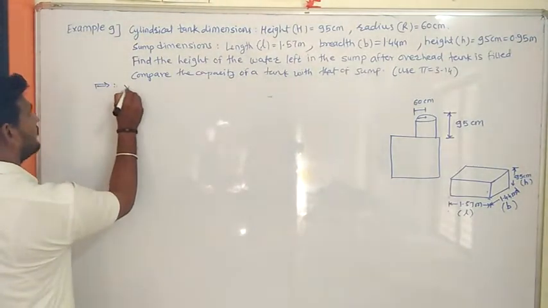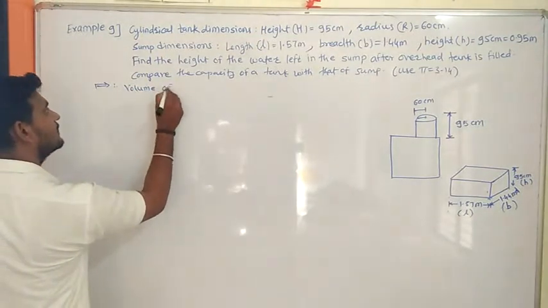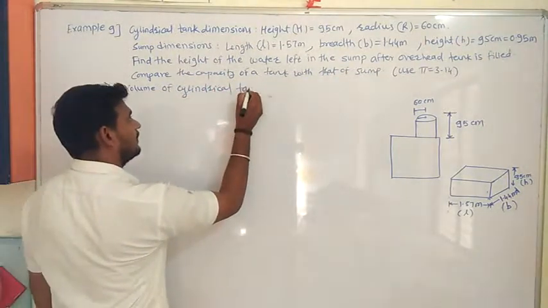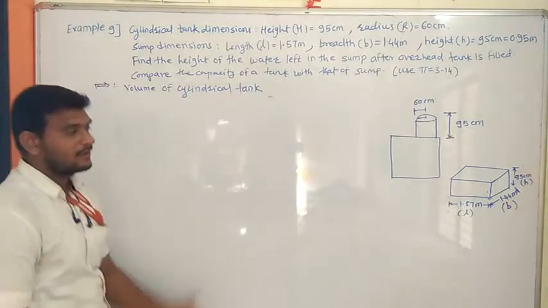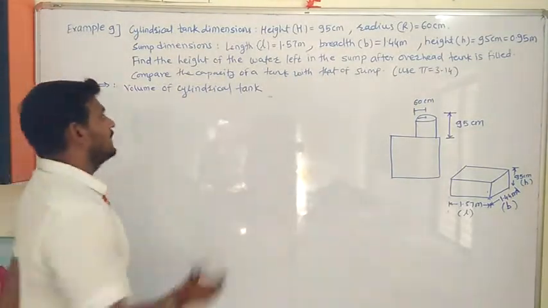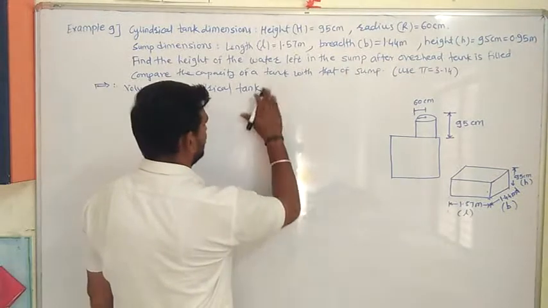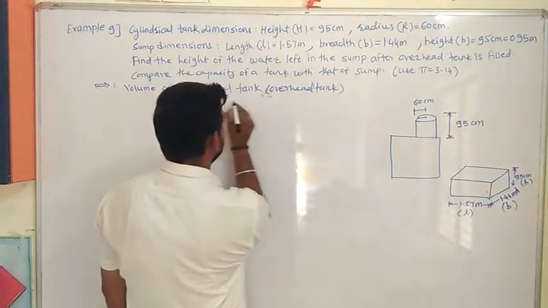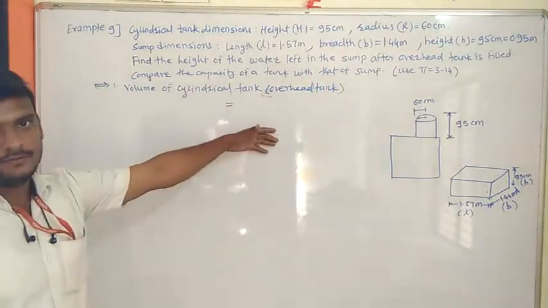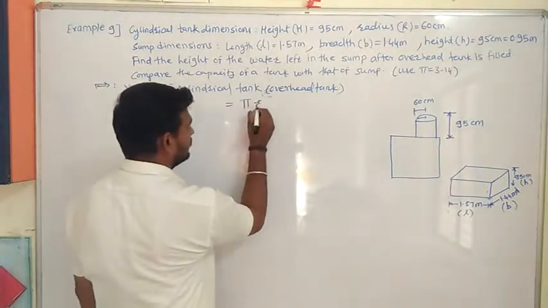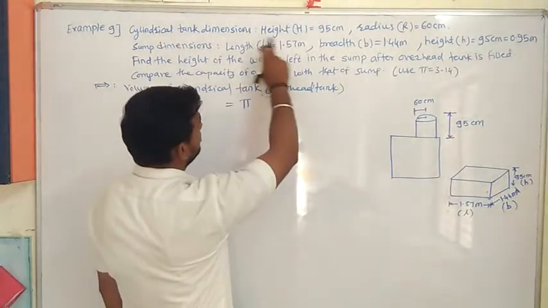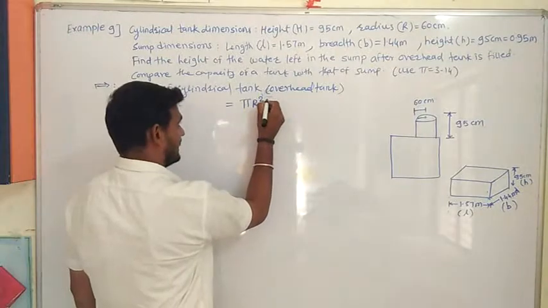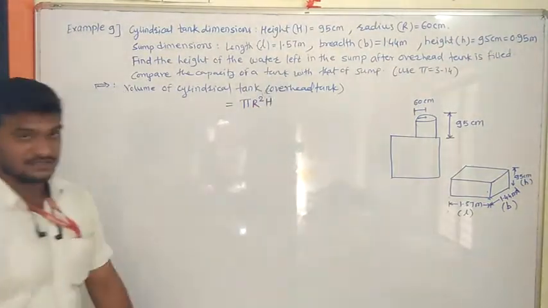First of all, we will find the volume of the cylindrical tank, or you can say the overhead tank also. Volume of a cylindrical tank, or overhead tank, is equal to, we know the formula for the volume of a cylinder: pi r square h. We have taken radius as the convention, therefore put capital R, pi R square H, capital H also we have to take here.